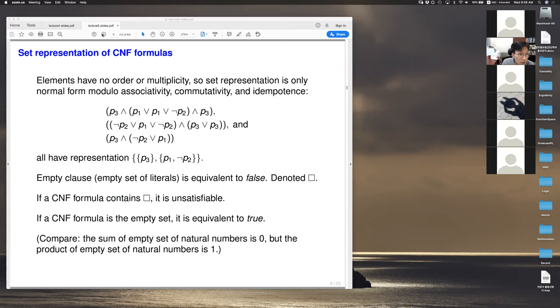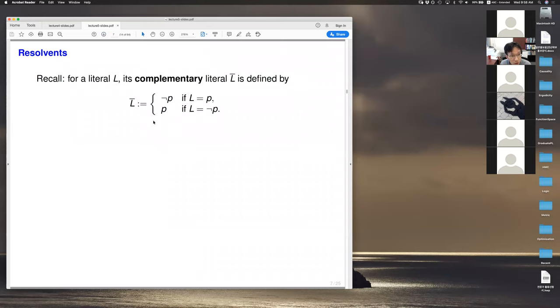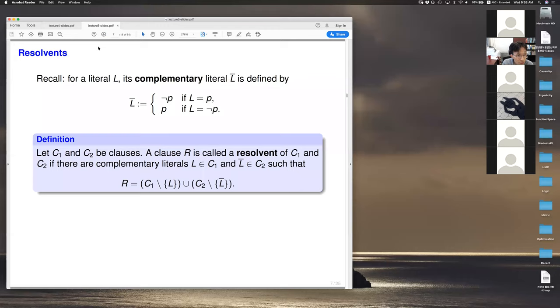Now here's a reminder of another thing that we talked about. For every literal, we talk about its complementary literal, which means we just put a negation on it and make sure that double negation doesn't appear. So if it's a P, we put a negation. If it's already negated, we get rid of the negation. We're going to denote this complementation of the literal by L bar.